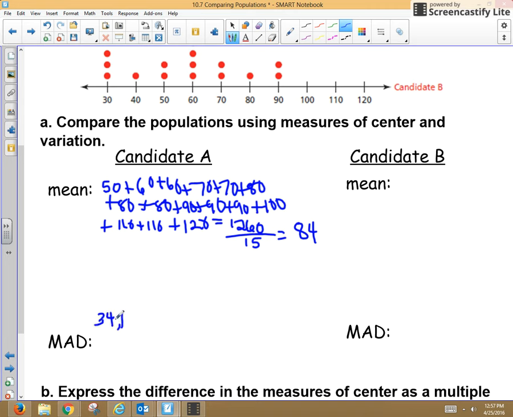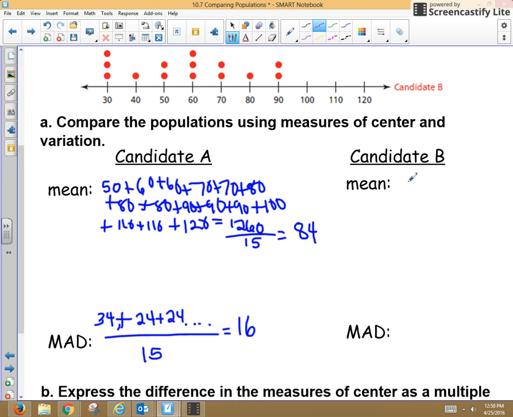Then we're going to find 60 from 84, which is 24. So you're just finding the difference from each point. Go ahead and you can continue that on your own. Again, you divide all of those by 15, and you get a total of 16, or approximately 16, it's estimated.